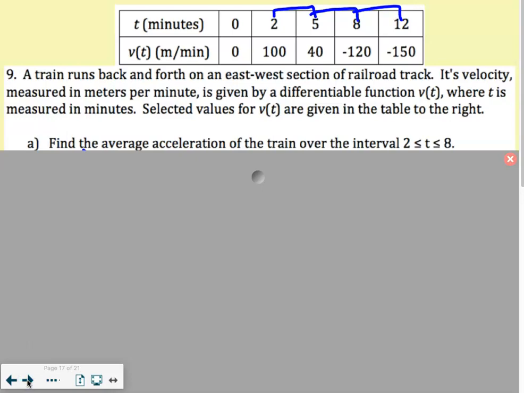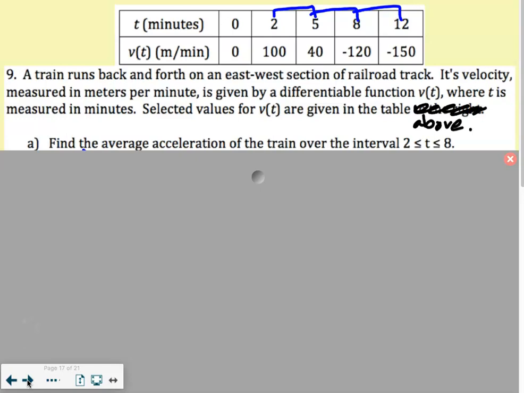A train runs back and forth on an east-west section of railroad track. Its velocity, measured in meters per minute, is given by a differentiable function v of t, where t is measured in minutes. Selected values for v of t are given in the table above. It used to say to the right, and now it says above.